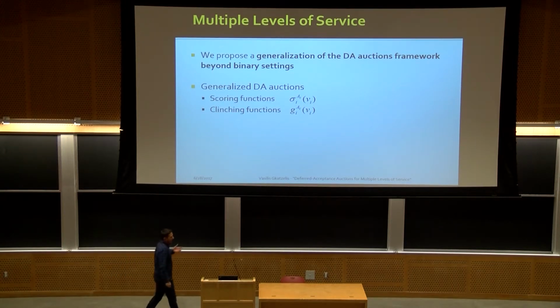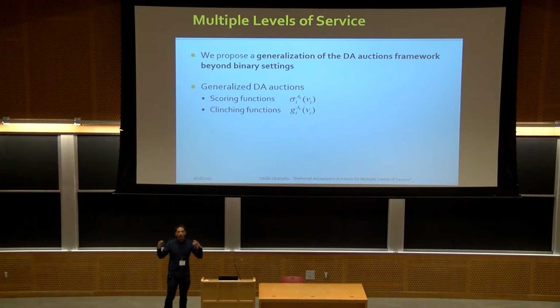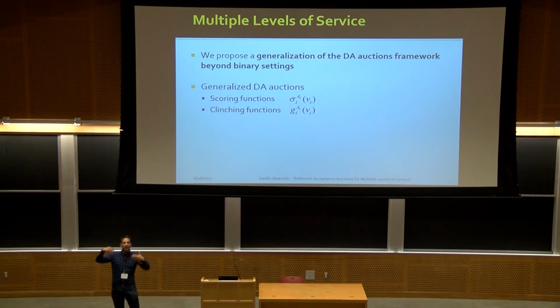So we propose a generalization of the deferred acceptance auction framework beyond binary settings. What we do is we keep that scoring function. We still have a scoring function that summarizes the attractiveness of a bidder, but now we're also adding a clinching function, and that's the novel thing here, which essentially says as time goes on, people clinch better and better levels of service. But once you guarantee a level of service, there's no way back, which introduces really tricky, interesting algorithmic constraints, because you want to guarantee something early on, but at the same time, if you guarantee too much, you'll run into infeasibility issues. And you cannot look too far ahead into the future.